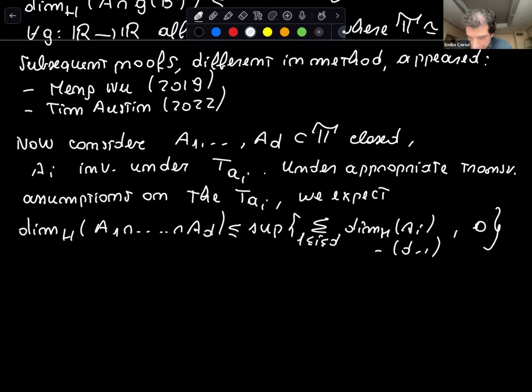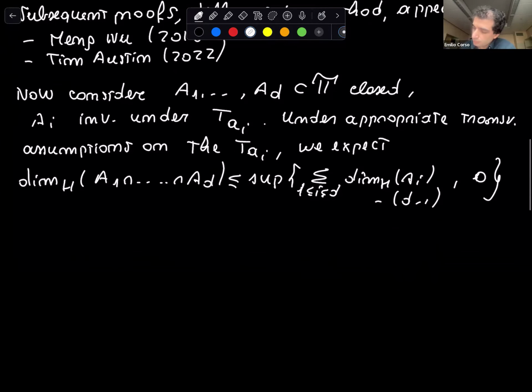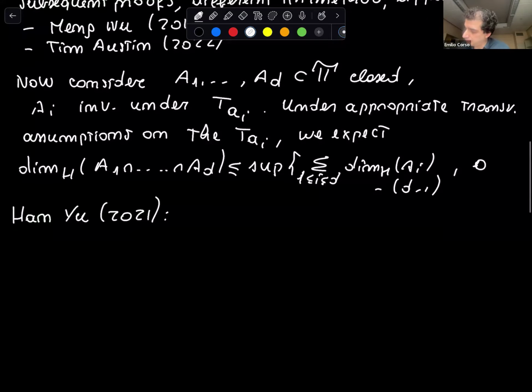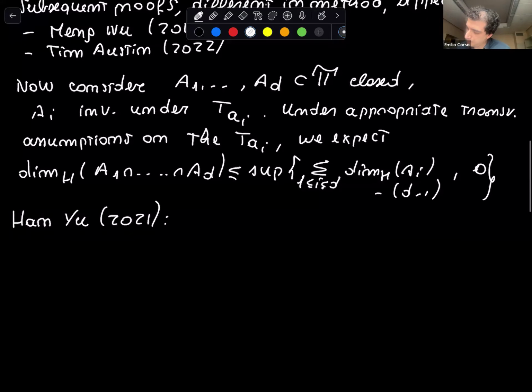And actually, a result in this direction was already proven a couple of years ago. Actually, by now 4 years ago, I would say, by Han Yu, who in 2021 refined some aspects of the approach of Meng Wu in order to obtain the following result.